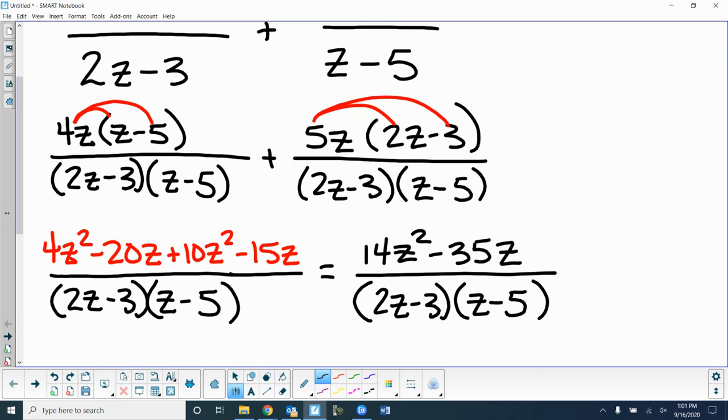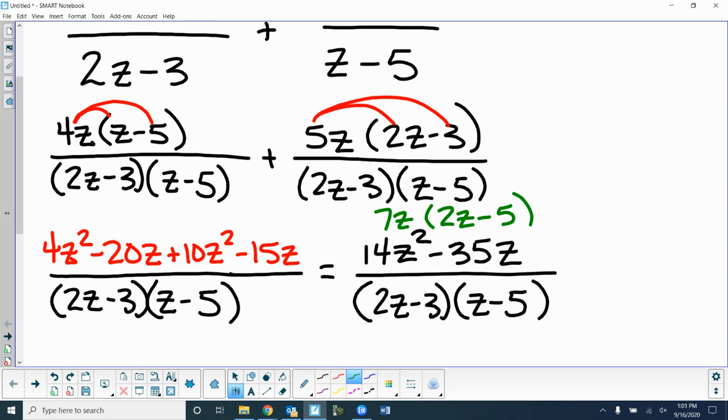So in this problem, what can I factor for that numerator? Yeah, 7z is a GCF, right? And 14z squared divided by 7z is 2z. And negative 35z divided by 7z is negative 5. Are any of the factors the same that I could cancel? None of them are the same. But I need to check that.